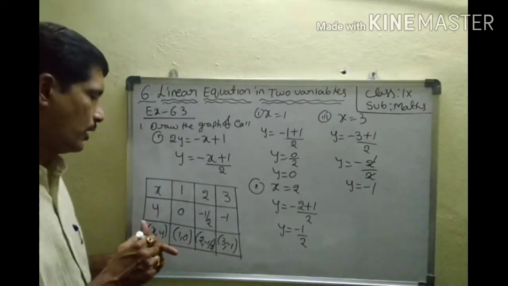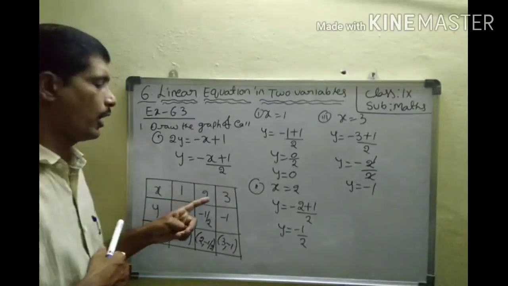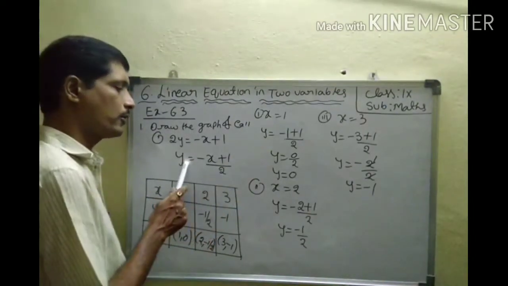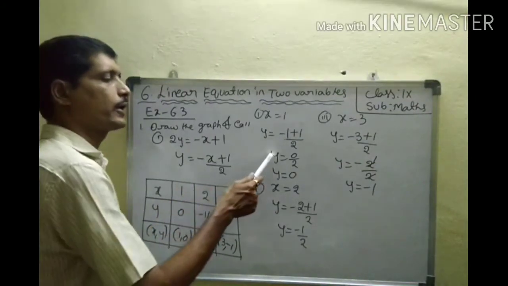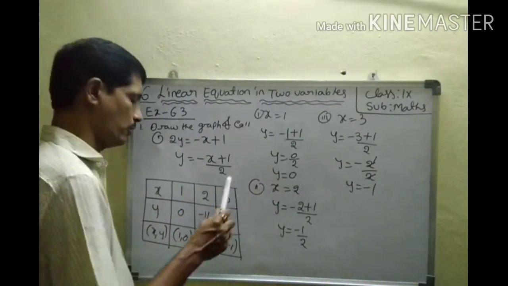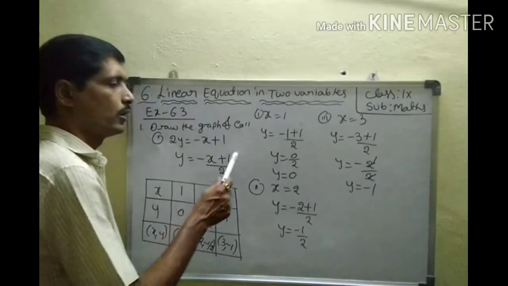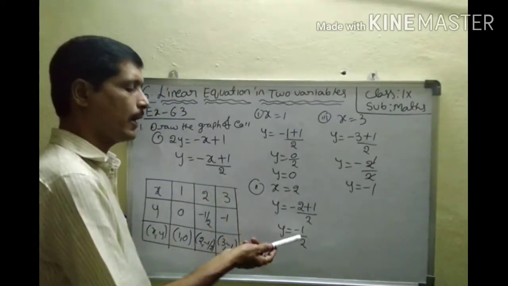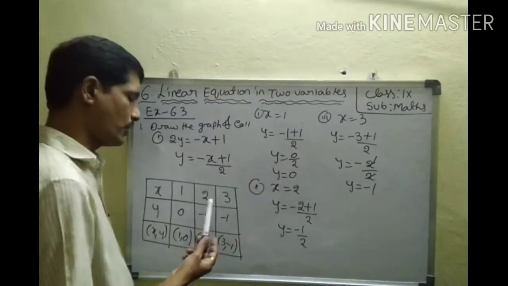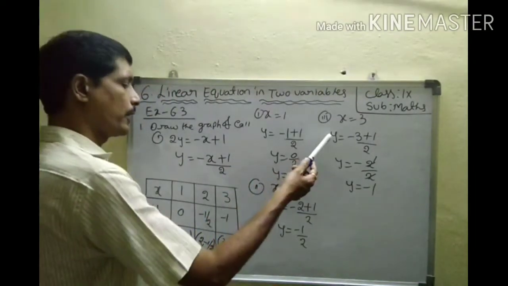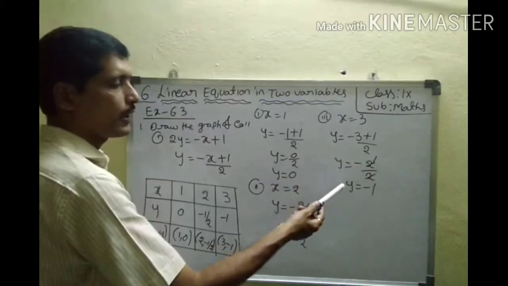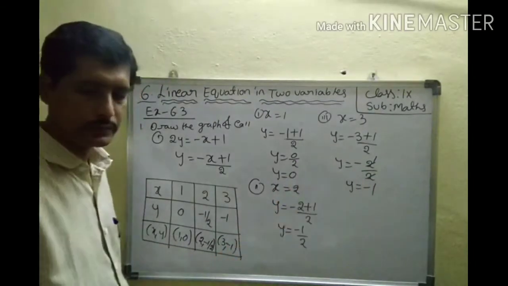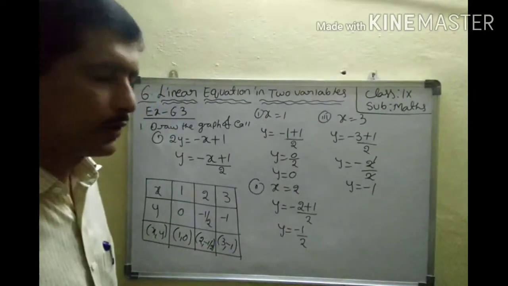Once more, substitute x values 1, 2, 3, or whatever you choose. Substitute x equal to 1. Therefore y equal to minus 1 plus 1 by 2, which is 0 by 2, so y equal to 0. Substitute x equal to 2. Therefore minus 2 plus 1, that equals minus 1 by 2. Y equal to minus 1 by 2. Substitute x equal to 3. Therefore y equal to minus 3 plus 1 by 2, which is minus 2 by 2, 2 once. Y equal to minus 1. Then draw the graph.